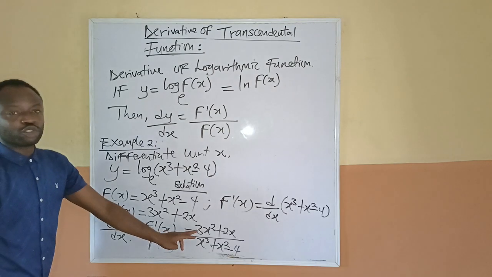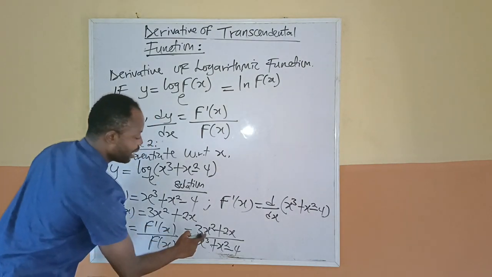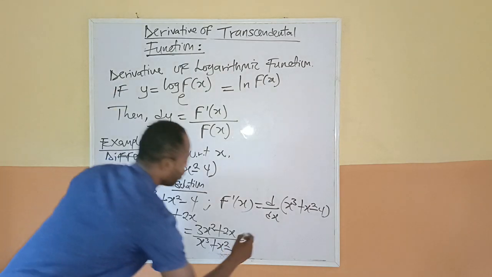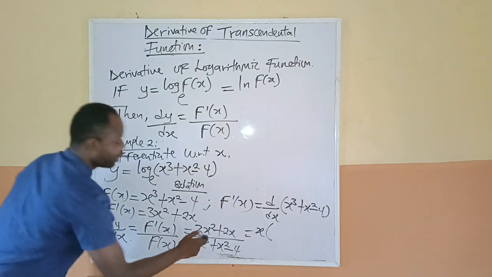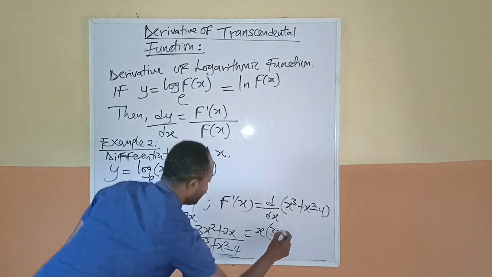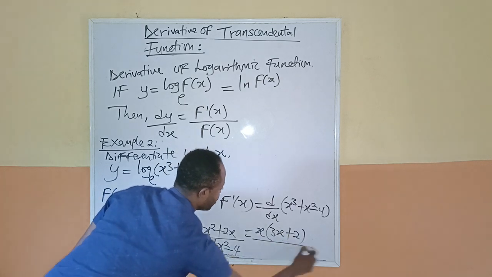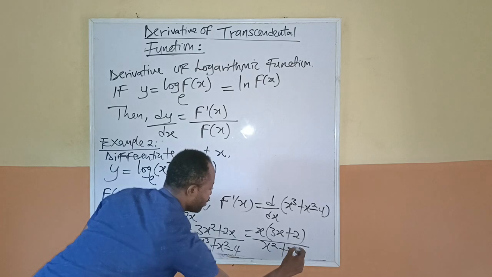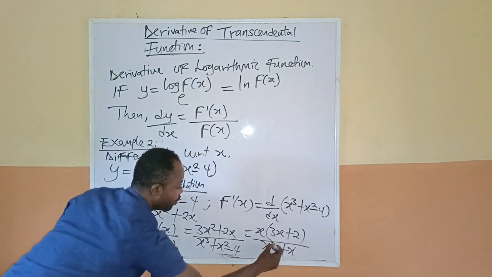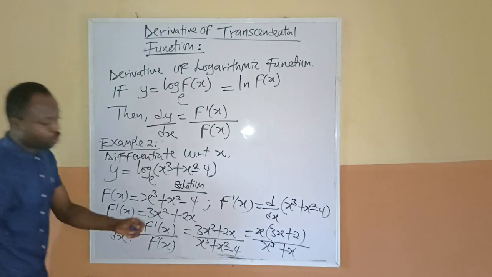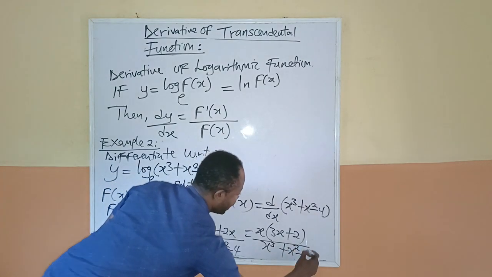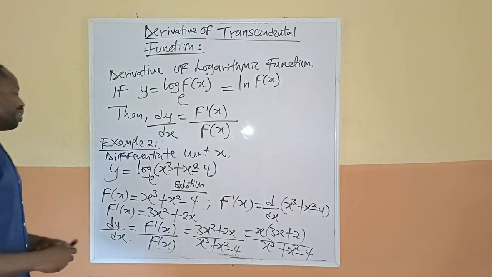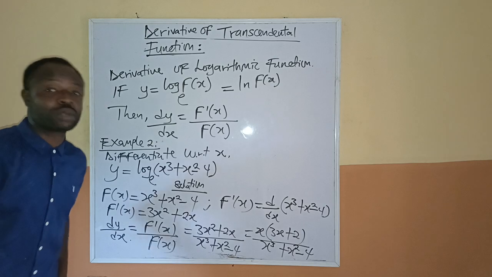So in this numerator we can factorize x, and that gives me x into brackets 3x plus 2, then divided by x cubed plus x squared minus 4. And that is my final answer. Please quickly jot it down.